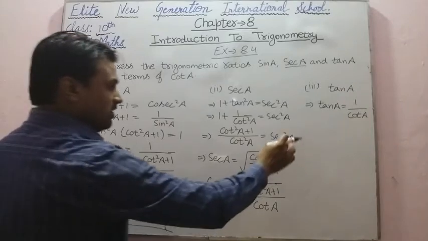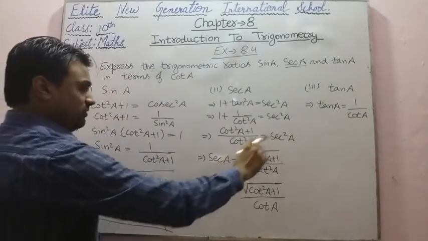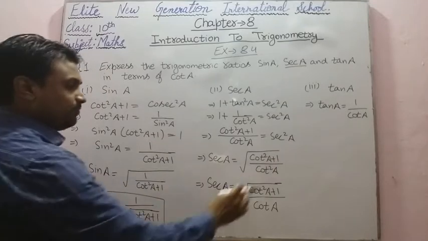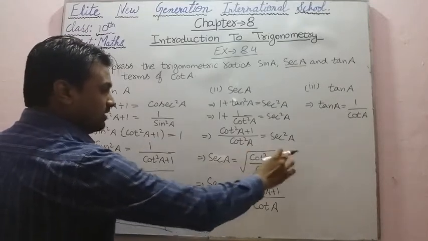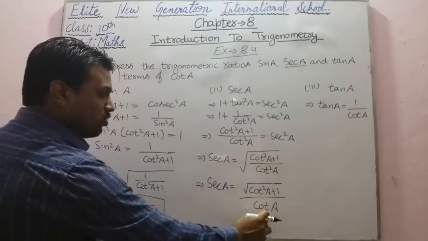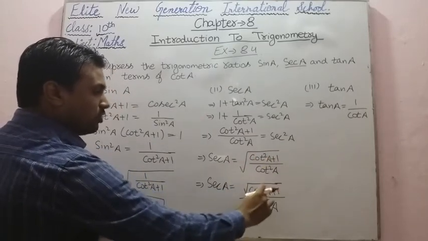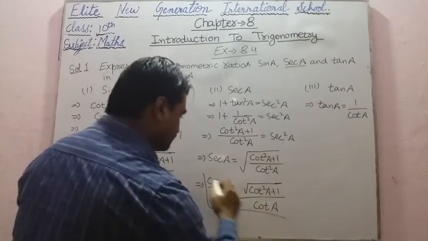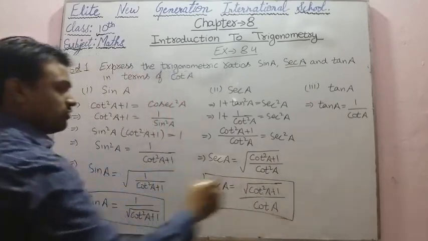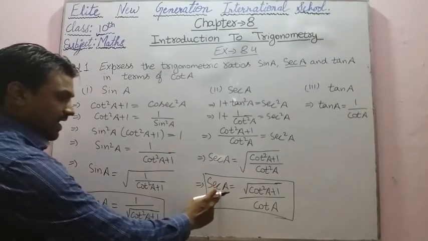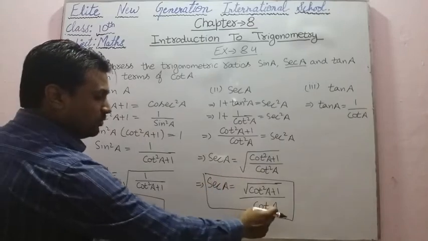So for finding the value of sec A, it will be under root cot square A plus 1 upon cot square A. So this cot square A and the under root will cancel the effect of the square, so it will be cot A, and it will become cot square A plus 1 under root. So the value of sec A will be under root cot square A plus 1 upon cot A. So in this way sec A will be converted into cot A.